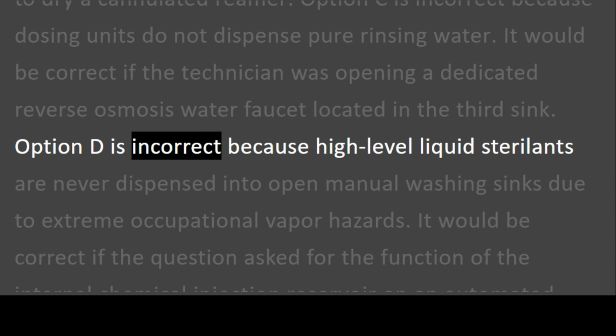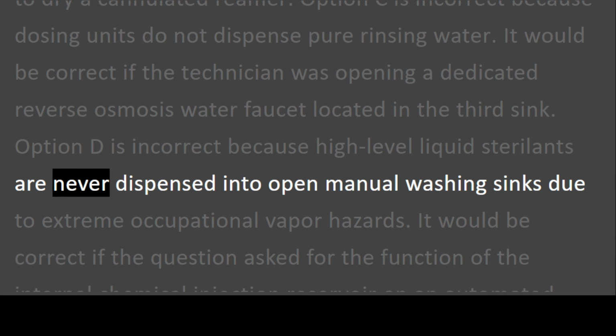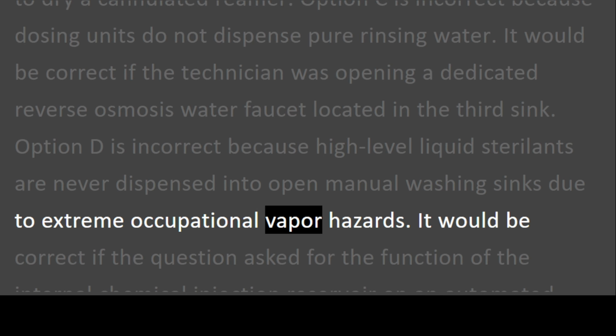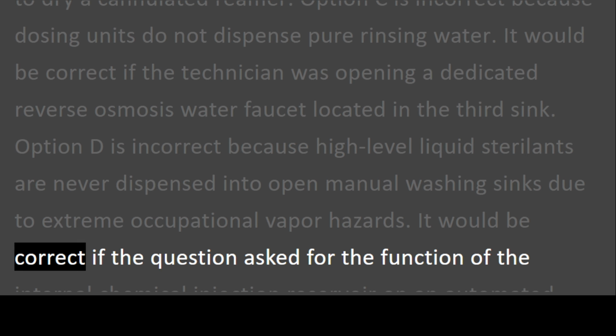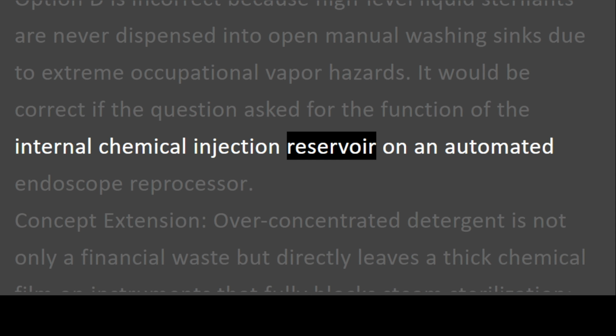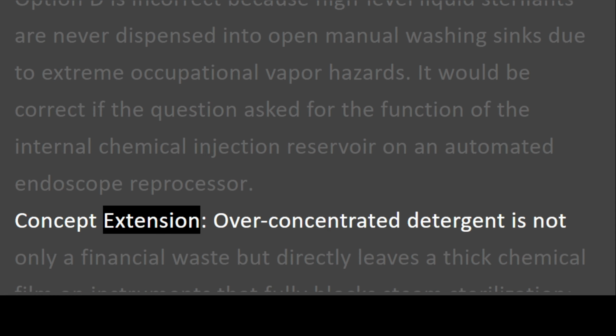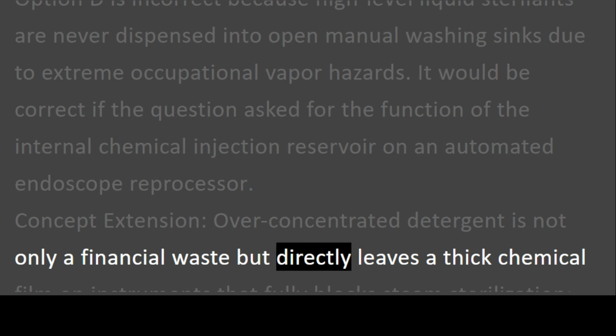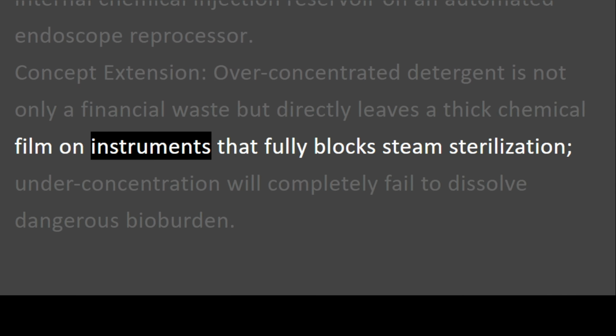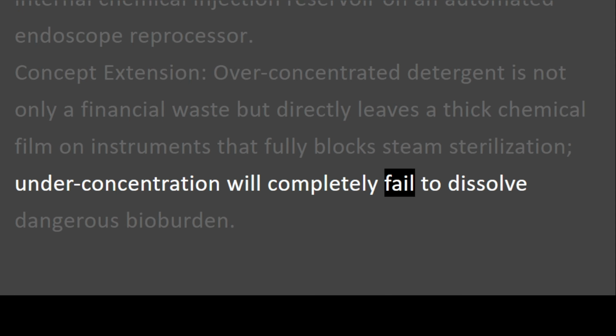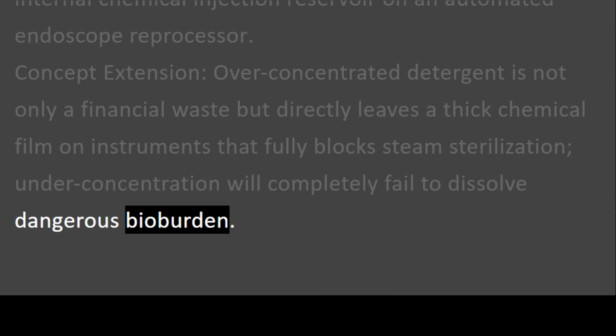Option D is incorrect because high-level liquid sterilants are never dispensed into open manual washing sinks due to extreme occupational vapor hazards. It would be correct if the question asked for the function of the internal chemical injection reservoir on an automated endoscope reprocessor. Concept extension. Over-concentrated detergent is not only a financial waste but directly leaves a thick chemical film on instruments that fully blocks steam sterilization. Under-concentration will completely fail to dissolve dangerous bioburden.